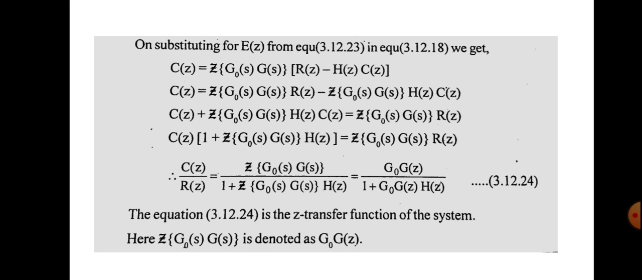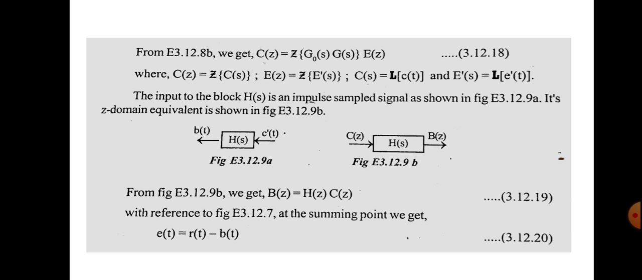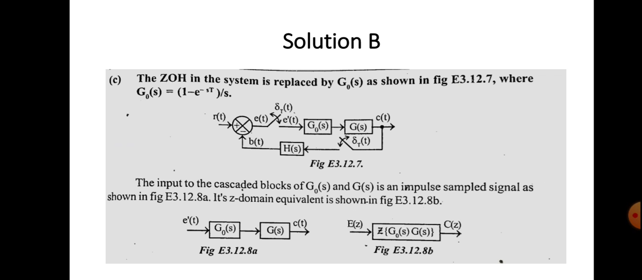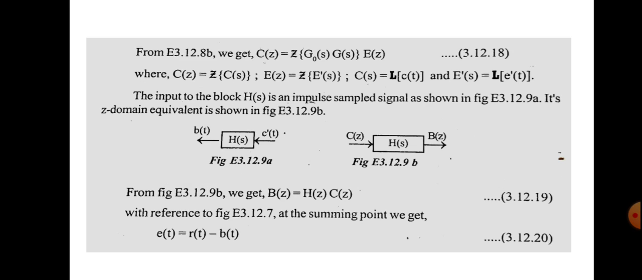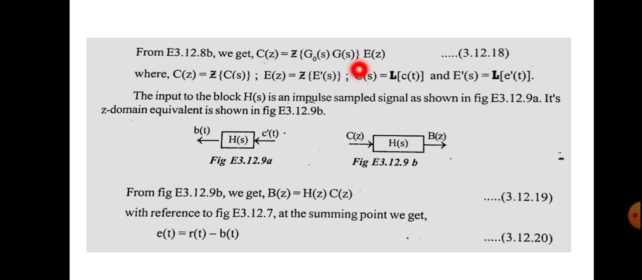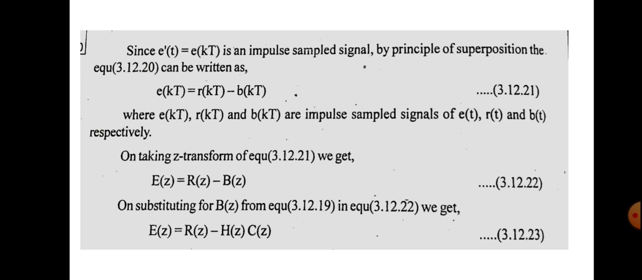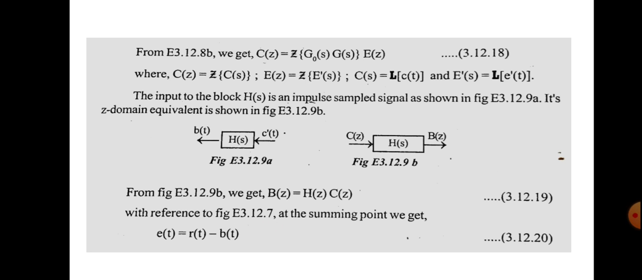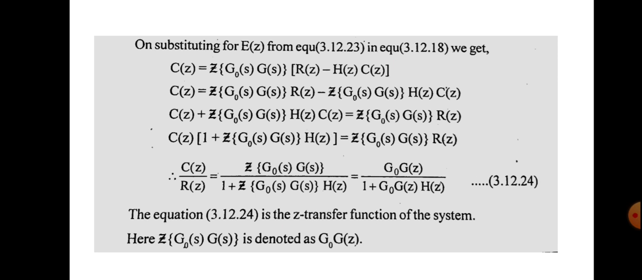Now you have this equation, and you also have another equation, the E of z equation. Here C of z is equal to this one. Okay, sorry. C of z is equal to this equation, so you can substitute for C of z. So E of z is equal to R of z minus, instead of B of z you are substituting this one. See, C of z is this value, so you can substitute this value in that equation. So you will get this equation. This is simply rearranging the equation.